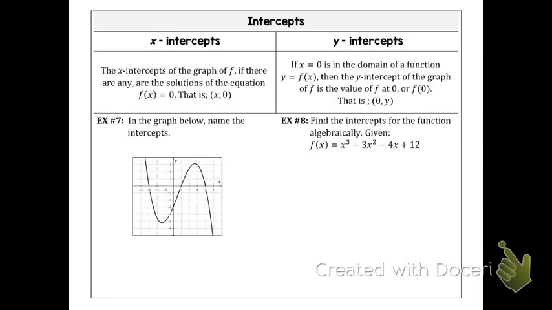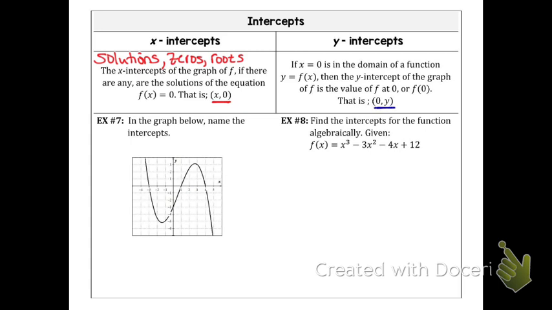All right, then our intercepts. X-intercepts. So remember, x-intercepts are where it's going to cross the x-axis. It's where our y value is 0. They're also called solutions, zeros, and roots. Just another word for them. When we write it as an ordered pair, we're going to write it as (x, 0). Our y-intercepts are going to be where it crosses the y-axis. It's where x is 0, and we write it as (0, y value).